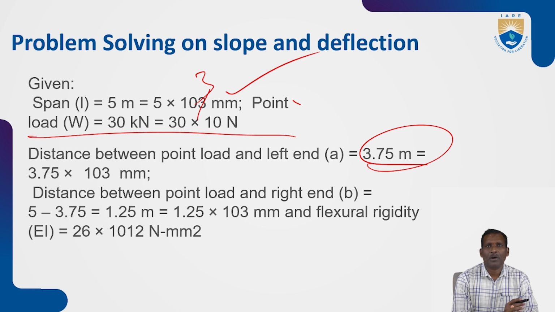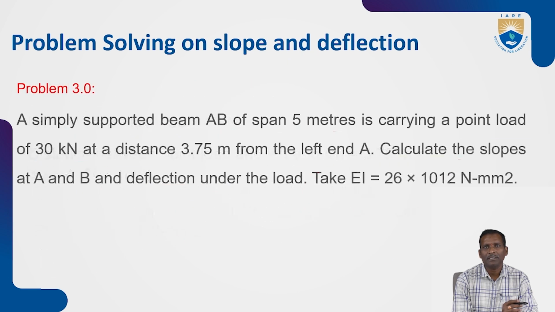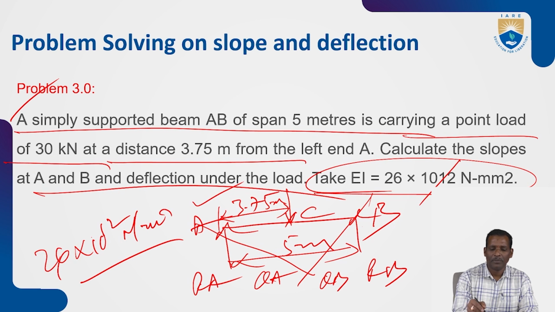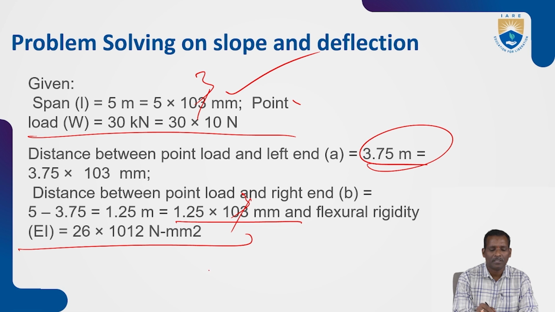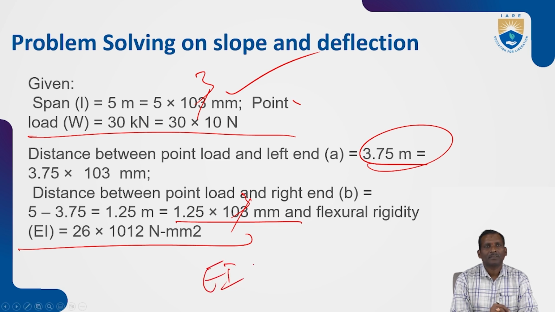So now the distance between the point load and the right hand. The total distance is 5, so 5 minus 3.75, so 1.25 meters. So the distance between the point load and the right hand is 1.25 meters, convert into mm. And the flexural rigidity, the term known as flexural rigidity EI, is 26 into 10 to the power 12 Newton per mm square.